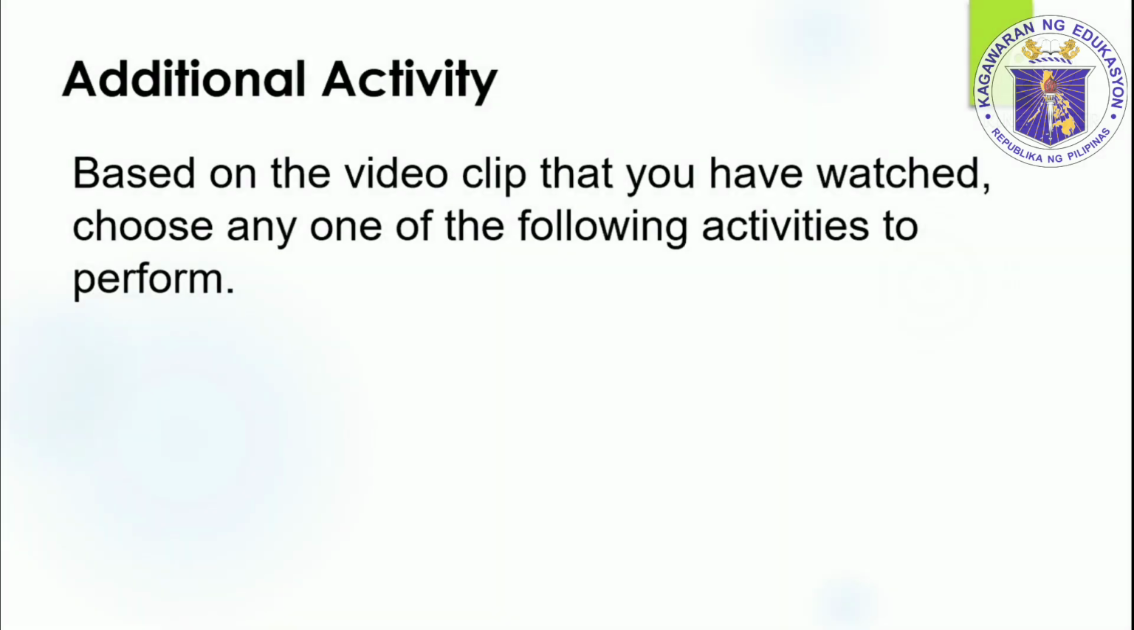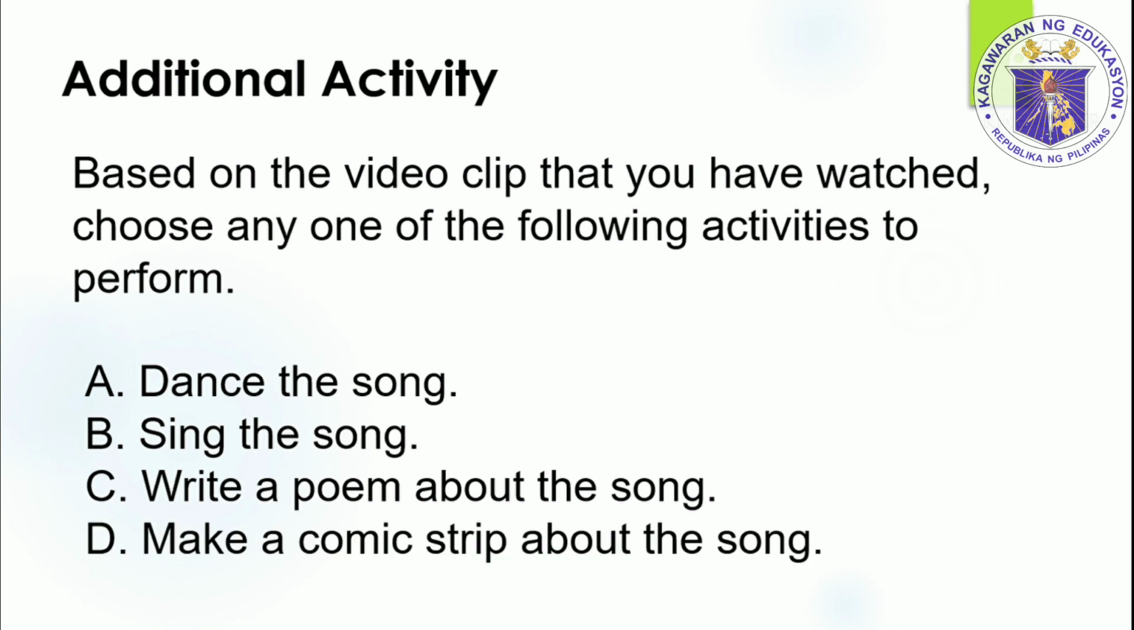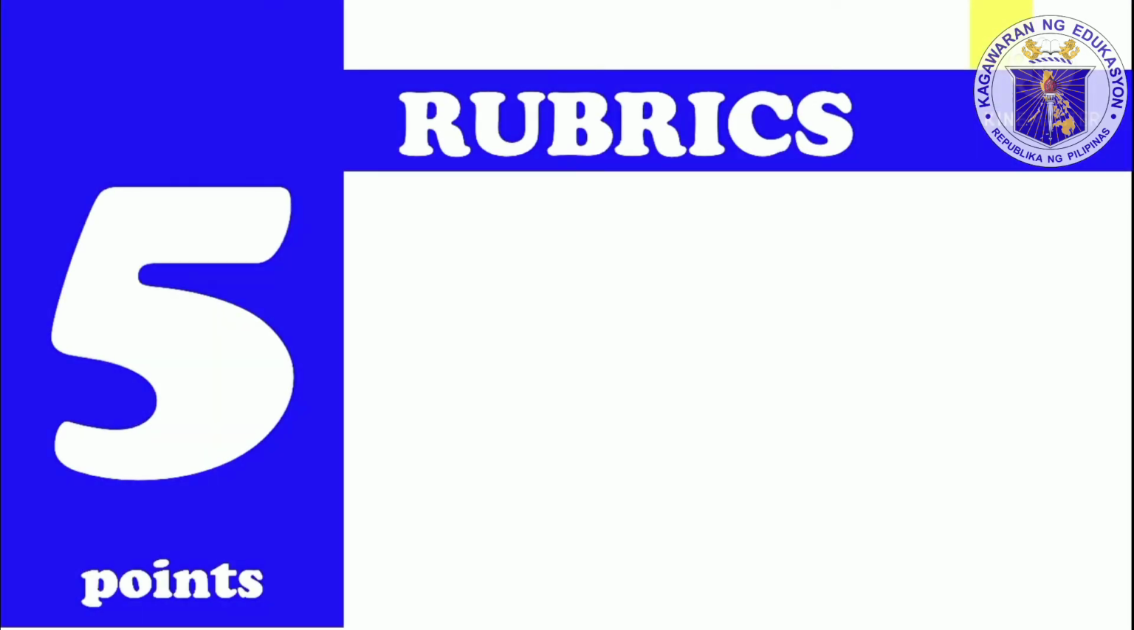Based on the video clip that you have watched, choose any one of the following activities to perform. A. Dance the song. B. Sing the song. C. Write a poem about the song. Or D. Make a comic strip about the song. Take note. Output may be done through written, then to be submitted during the retrieval, or maybe in video, then can be sent through messenger or email. For your performance task, please refer to our rubrics.